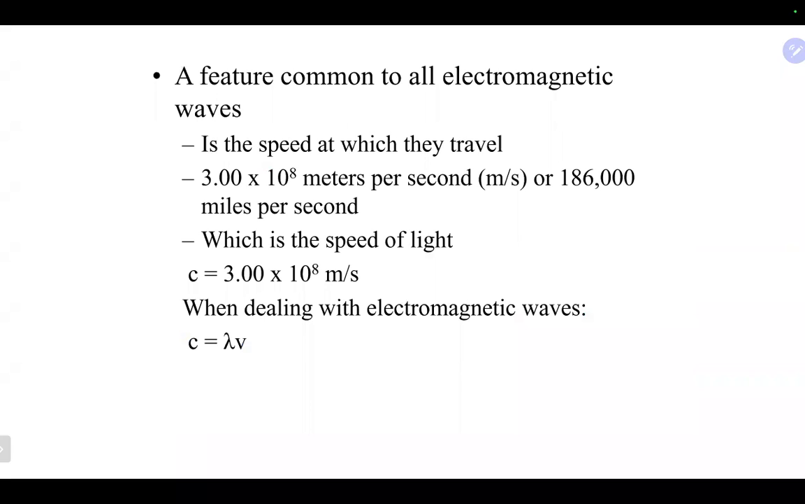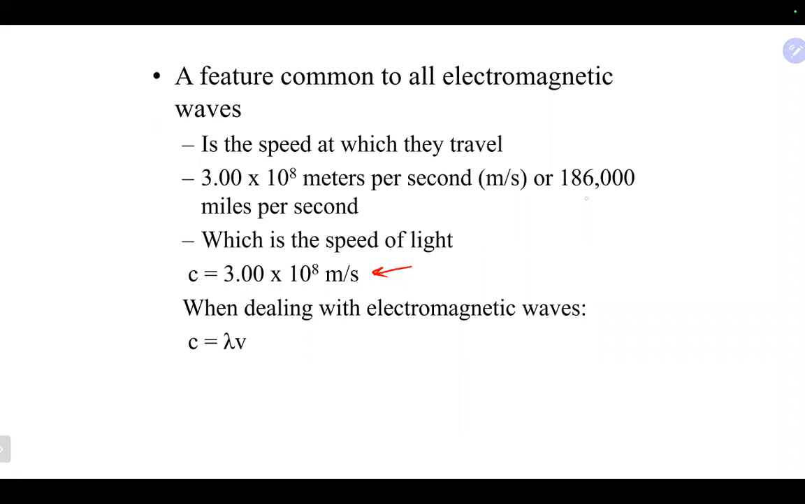So one feature that is common to all electromagnetic radiation is the speed at which they travel, and it's 3 times 10 to the 8 meters per second, or about 186,000 miles per second. That is what is known as the speed of light. So that is a constant. The speed of light is 3 times 10 to the 8 meters per second.